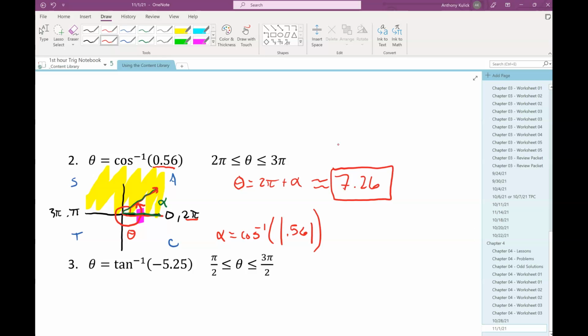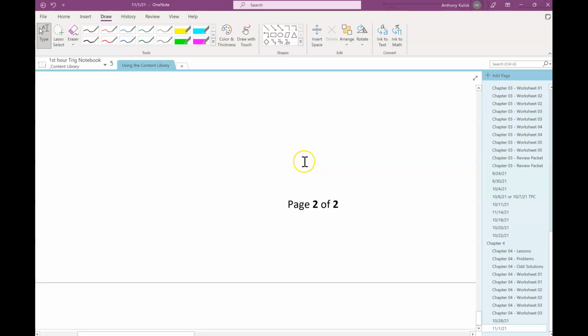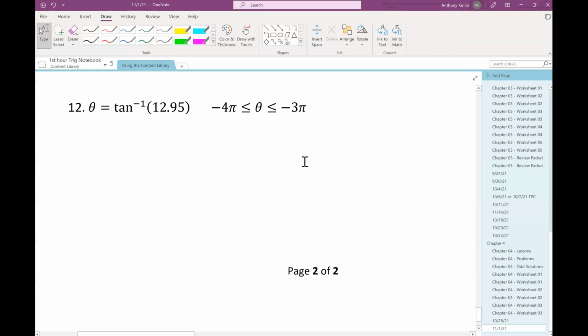What do you guys think? Landon? On which worksheet? Sure. Okay.